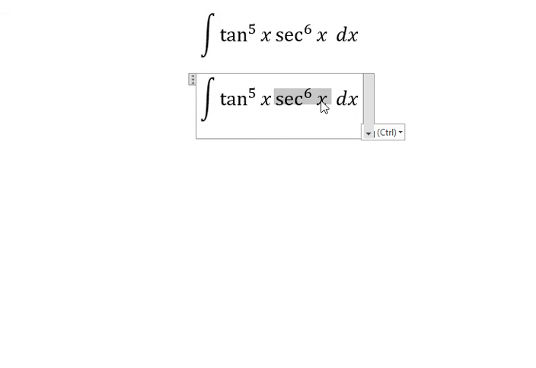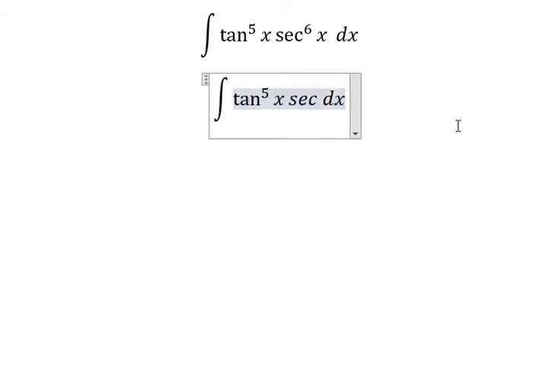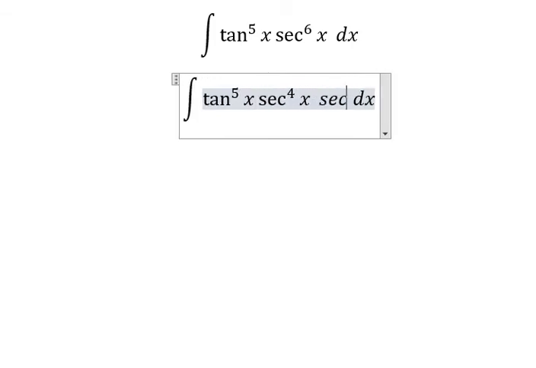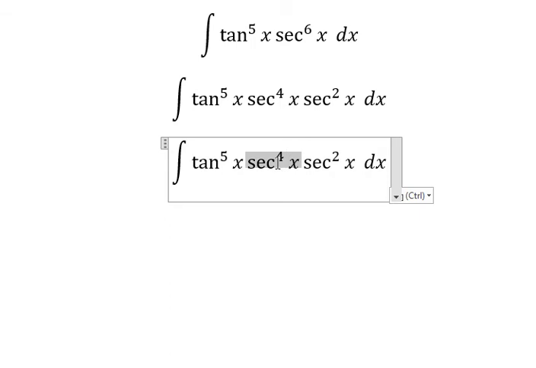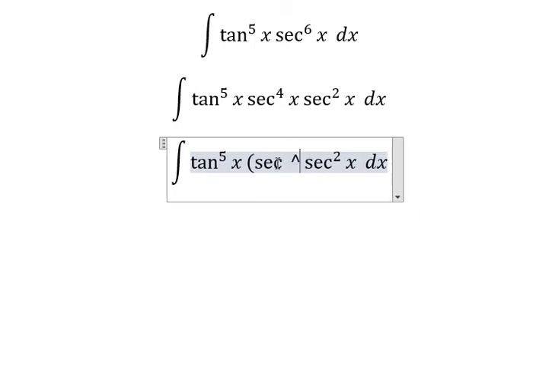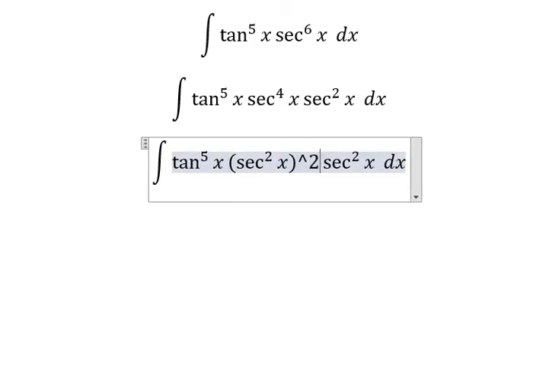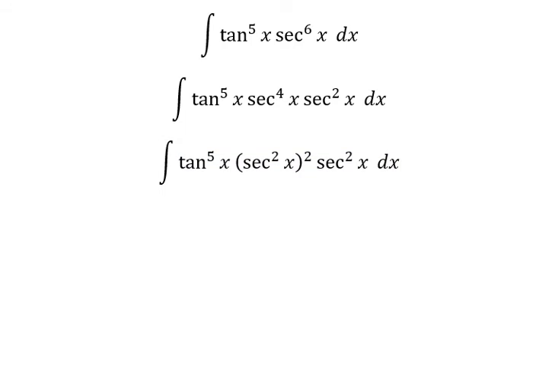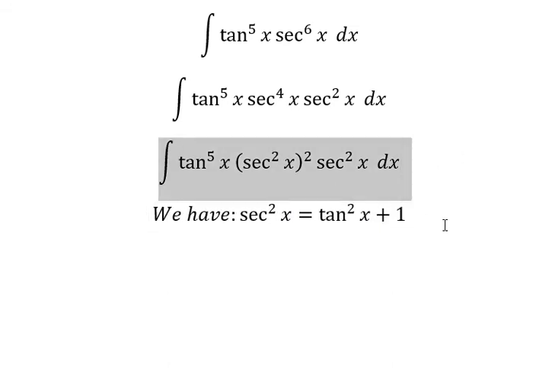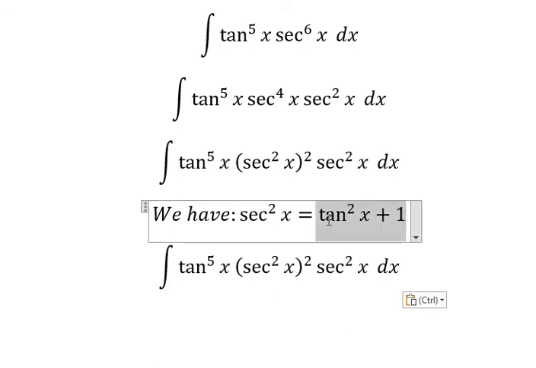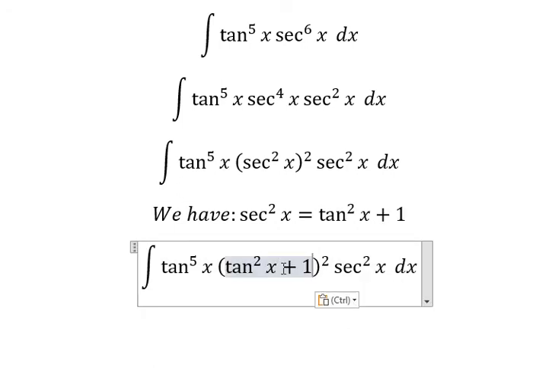About secant of x to the power of 6, I can put it into secant of x to the power of 4 and secant of x squared. This one, we can put into secant of x squared to the power of 2. Next, we have the formula in here: secant of x squared equals tan x squared plus 1. So, I will put this one to change for this one.